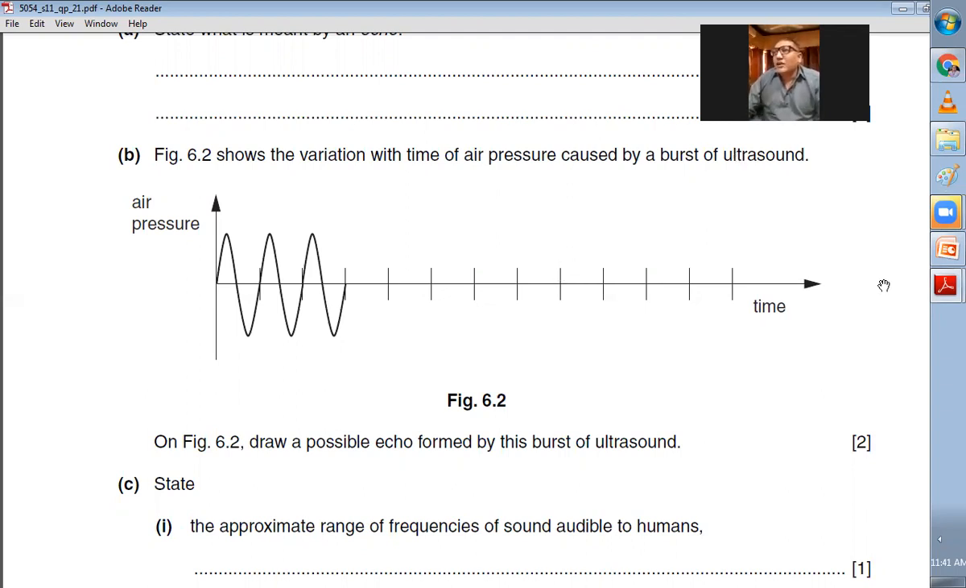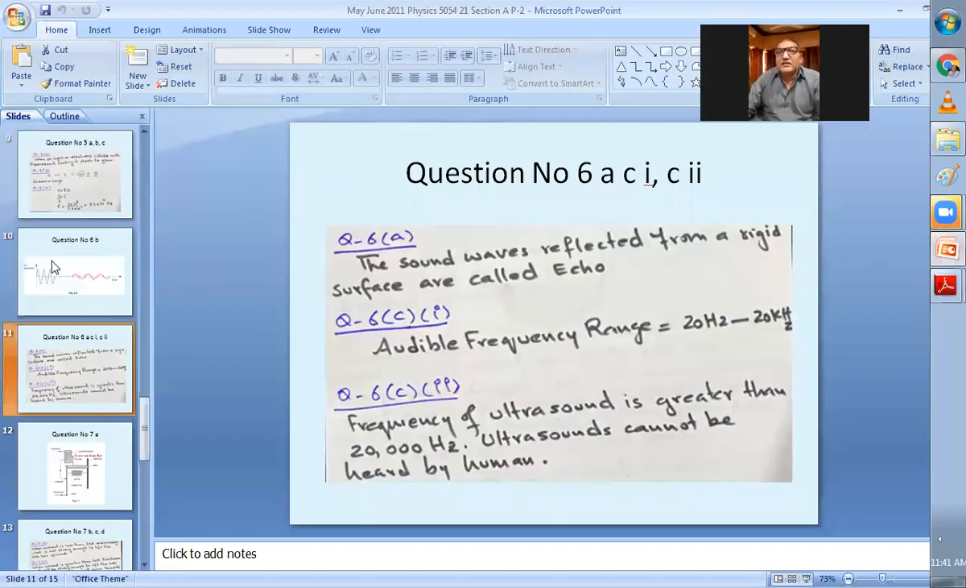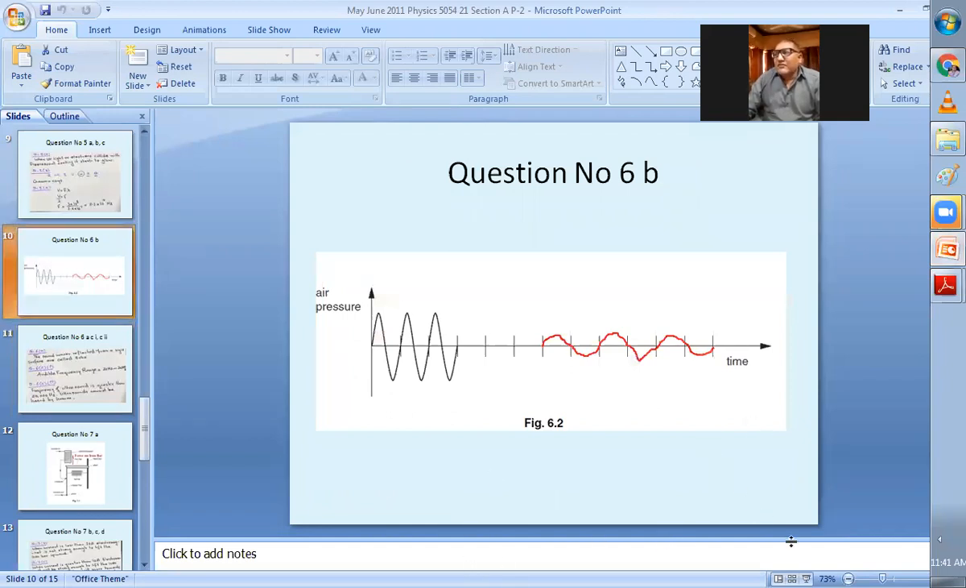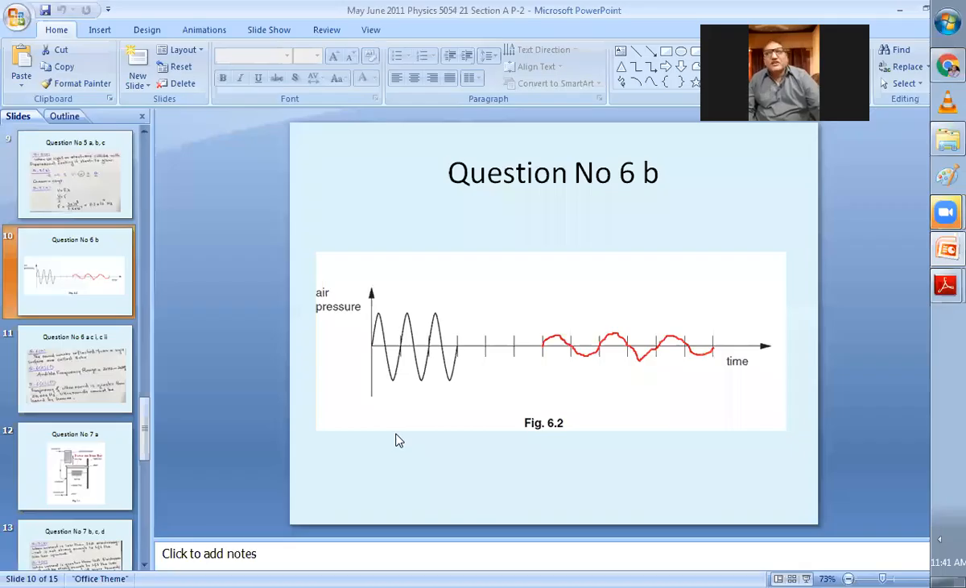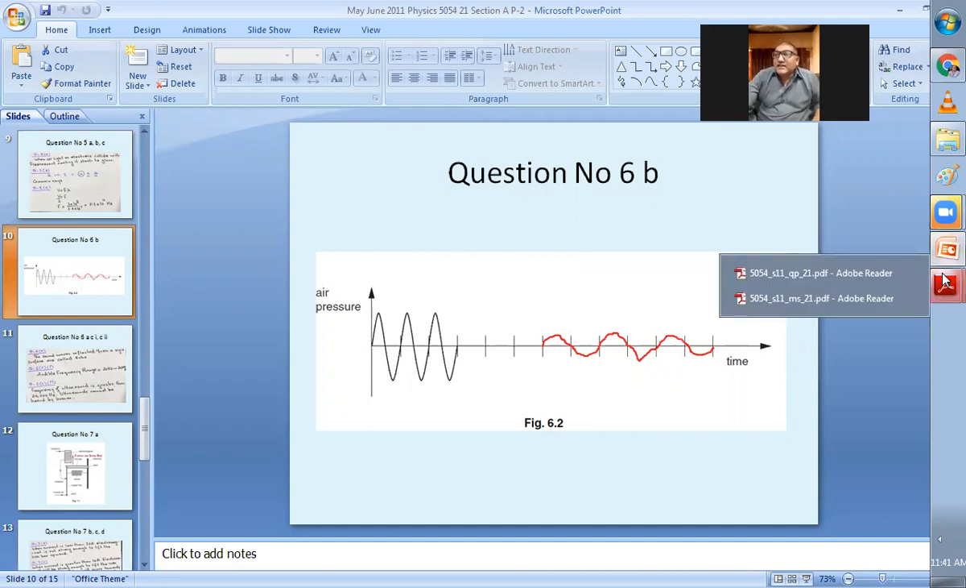I've drawn this on paper. Let me show you my work. One bad thing about this is I have drawn this with the mouse, and drawing smoothly with the mouse is a bit difficult. But remember one thing, the time period of this echo should be the same. So on 2 divisions a wave is completed. Here on 2 squares the wave is completed, but the amplitude of this echo should be smaller than the original burst of the ultrasound. Hopefully you are able to do this. Then let's move to the next part.